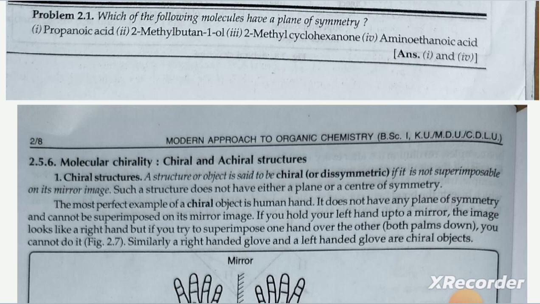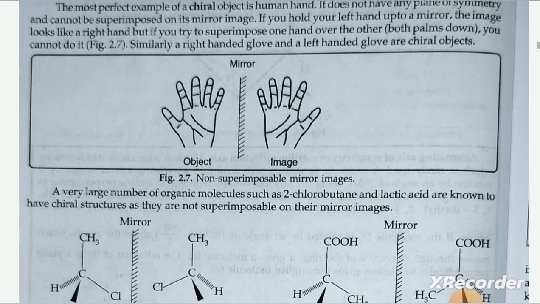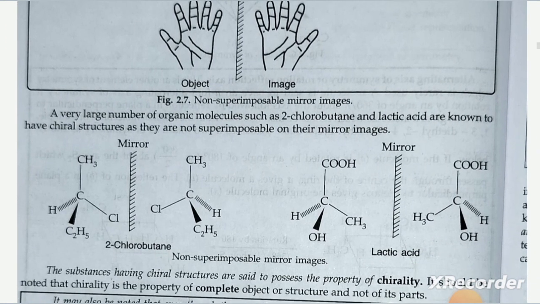If you hold your left hand up to a mirror, the image looks like a right hand, but if you try to superimpose one hand over the other, both palms down, you cannot do it. Figure 2.7. Similarly, a right-handed glove and a left-handed glove are chiral objects. A very large number of organic molecules such as 2-chlorobutane and lactic acid are known to have chiral structure and they are non-superimposable on their mirror images.